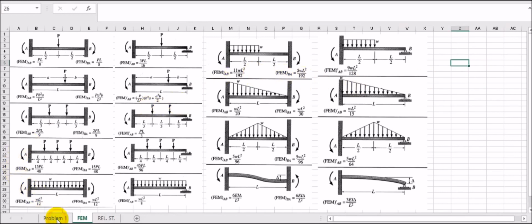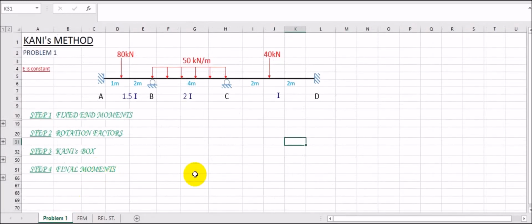Basically, why do we require fixed end moments? Our first basic assumption for solving an indeterminate beam is that, apart from the end joints, that is here A and D are the end joints and B and C are the intermediate joints, all the intermediate joints are considered to be fixed. That is our first primary assumption to be followed for solving any type of indeterminate structure.